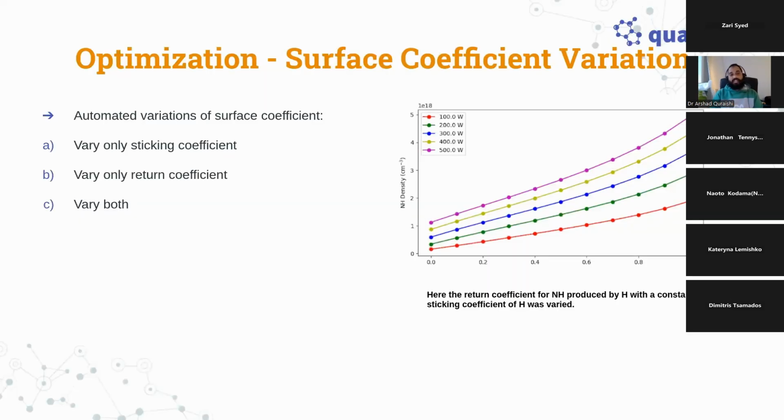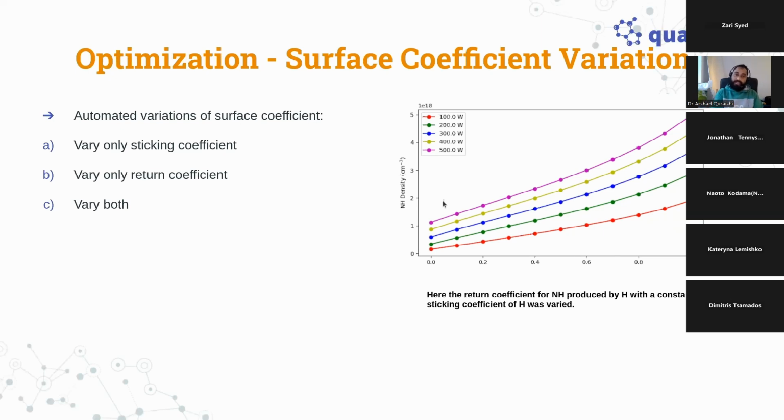The second optimization technique is referred to as surface coefficient variation. So this is very helpful while you're dealing with the etching or deposition process. In this technique, the user can run automated variations of surface coefficient. So the user can vary only the sticking coefficient, the user can vary only the return coefficient, or the user can vary both the parameters.